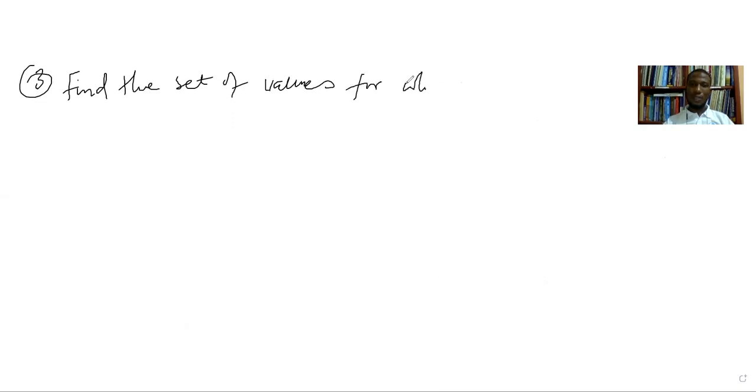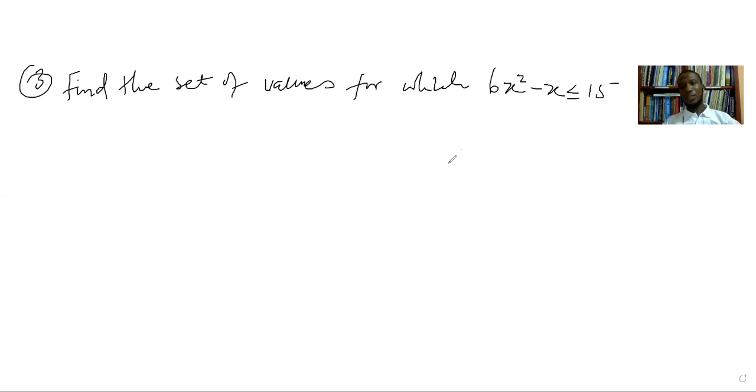So question 3, we have to find the set of values for which 6x² minus x is less than or equal to 15.